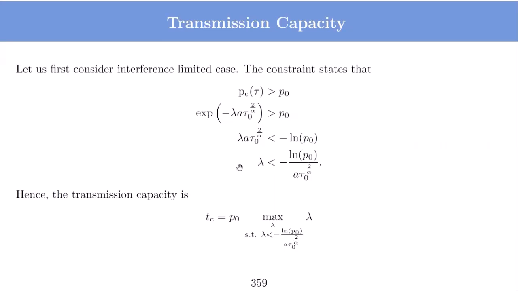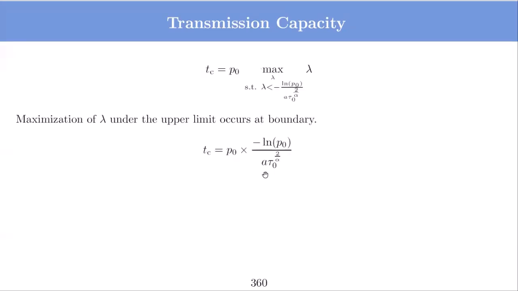So from that we get lambda A tau 0 2 by alpha should be less than minus log P naught, and from that you get lambda should be less than this value. So if lambda is below this value, you will have a coverage more than P0. And since you want to choose the maximum lambda, I will take the upper boundary, which means I will take this value log P0 as A T naught 2 by alpha. So my successful transmission density would be P0 into this value. Okay. So this is my successful transmission density, which can make sure that the P0 is supported.